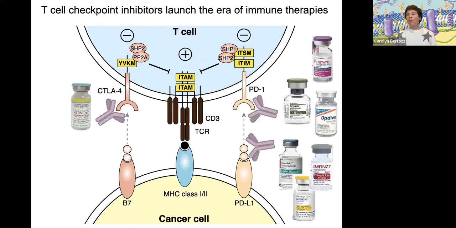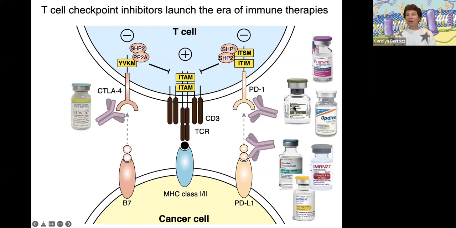This important biology, first of all, was recognized with a Nobel Prize back in 2018. And second of all, has led to some very impactful immune therapy drugs. They're all monoclonal antibodies. And probably the most recognizable among them is Merck's number one selling drug, which is Keytruda. It's an antibody that binds PD-1 on the T cell and blocks the interaction with PD-L1.